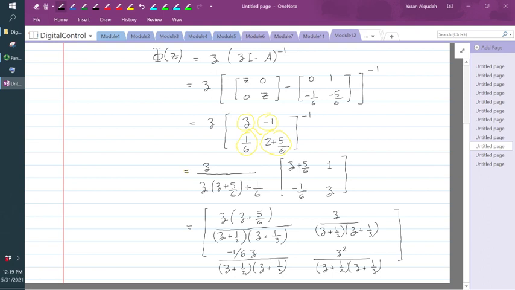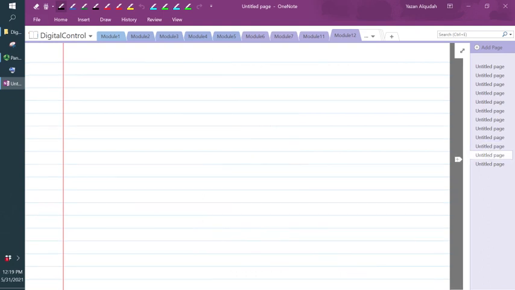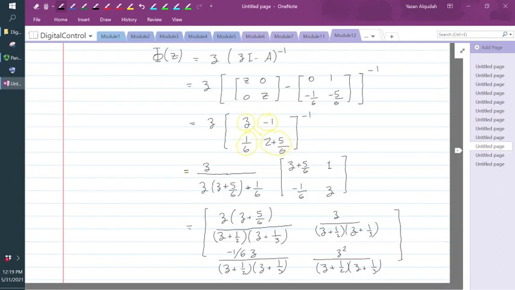The next step is to calculate the inverse. So I need to calculate phi of k, and this is going to equal the inverse z transform of phi of z, and therefore I'm going to have to calculate the inverse of the matrix that I have above. How do I calculate the inverse z transform? I'm going to do the technique that we've done with partial fraction expansion. So each one of these terms that I have here, I'm going to have to do a partial fraction expansion on it.